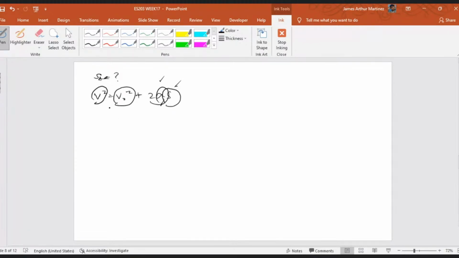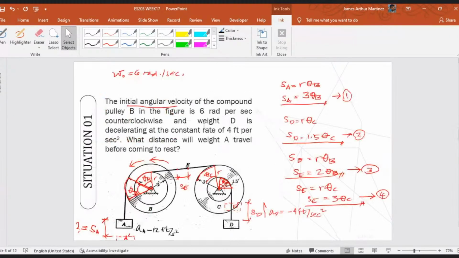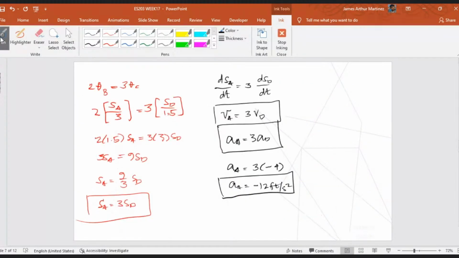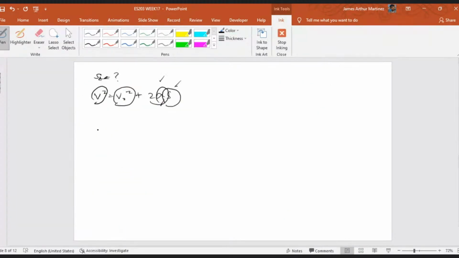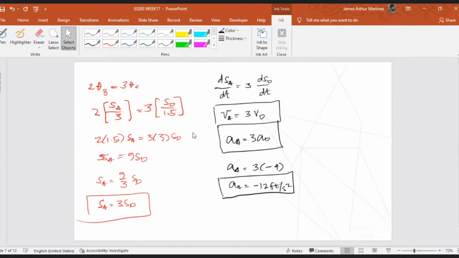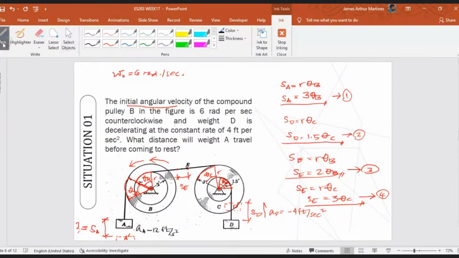So for final velocity, if we go back to the question, it says "what distance will weight A travel before coming to rest." So eventually, the system will come to rest. So the final velocity is just equal to zero. And the initial velocity, how much is it? Where can we find that data?